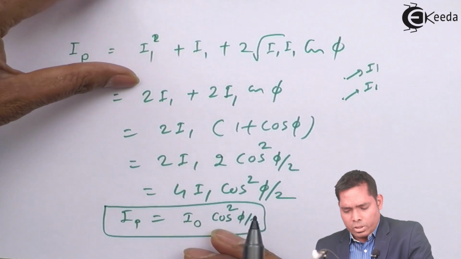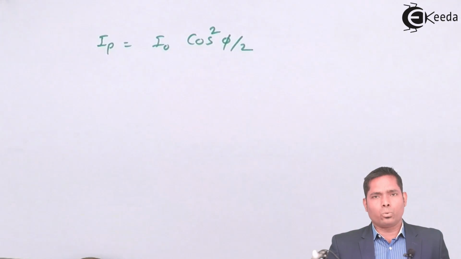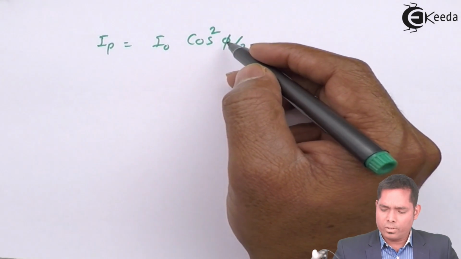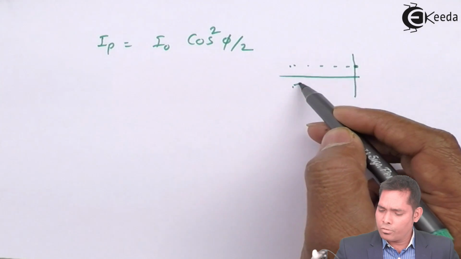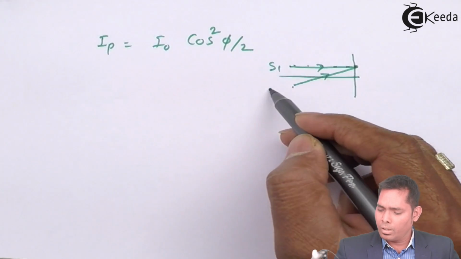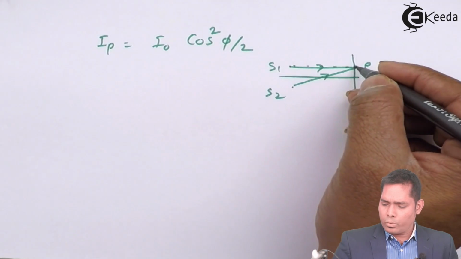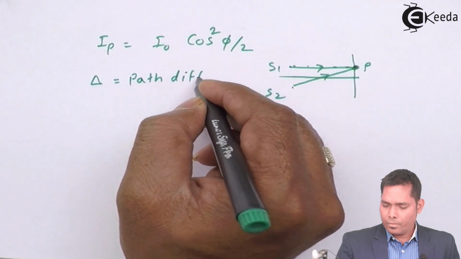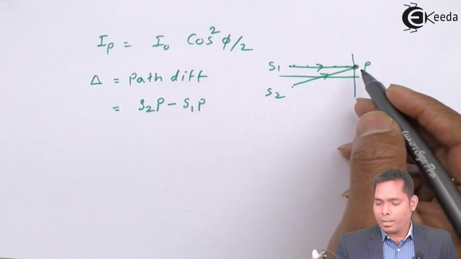This is the intensity at any point. For this question, I get IP equals I naught cos square phi by 2. Now, to get this, I have to find phi, the phase difference corresponding to the point on the screen in front of this source. What path difference will these two rays create at this point P? The path difference between the two rays traveling to reach this point can be obtained as S2P minus S1P.